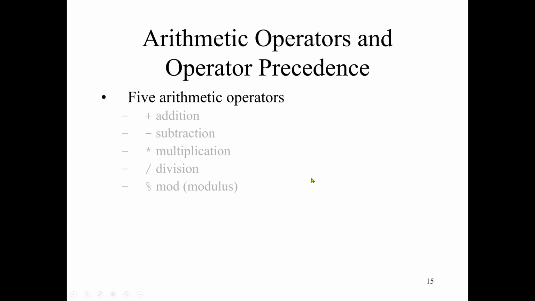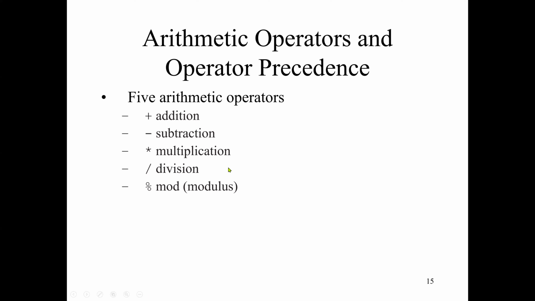Next, we go through the Java arithmetic operations and the operators, and also the operator precedence. So we have 5 arithmetic operators in Java. This is addition, subtraction, multiplication, division, and modulus. We know the first 4, but the last one, modulus, we don't use this much in mathematics. But what modulus gave us is that when we divide 2 values, the remainder will be the answer.